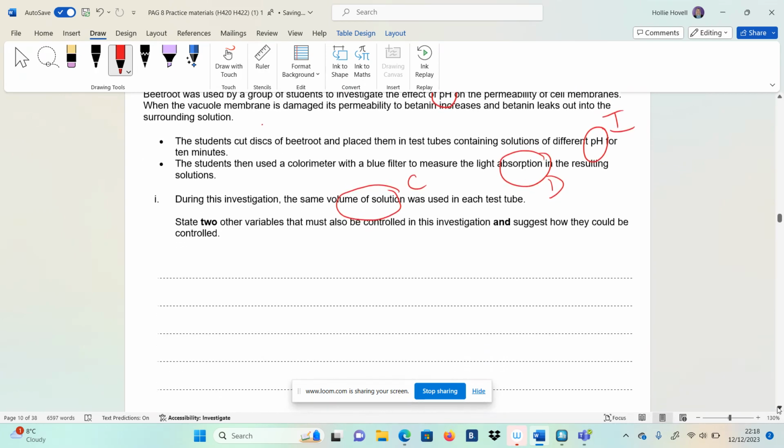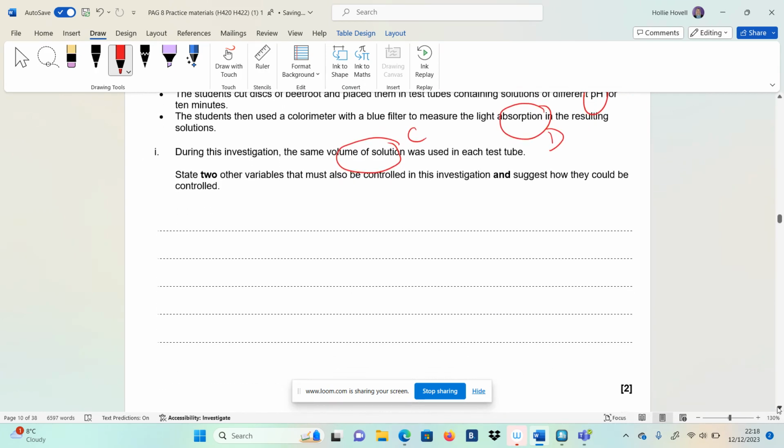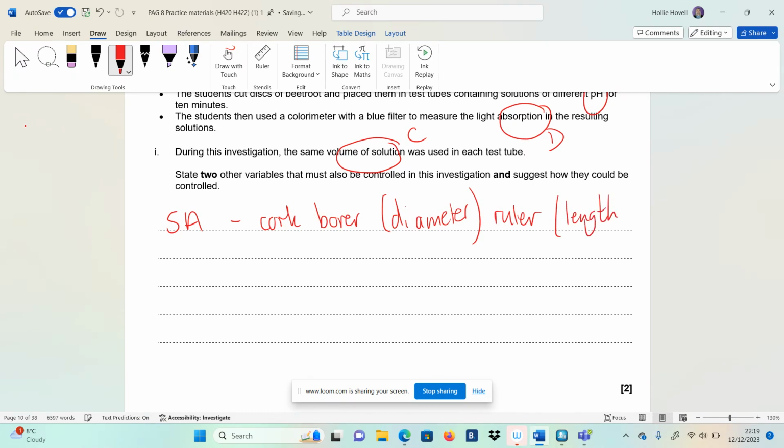So this specifically asks you to describe how they're controlled, but we've had similar questions to this a few times. Hopefully you're getting the hang of it. So we could say that the discs need to have the same surface area, and the way we could do that is we could use a cork borer to get the same diameter, and then we could use a ruler to measure the length. So we've described how we would make sure they have the same surface area.